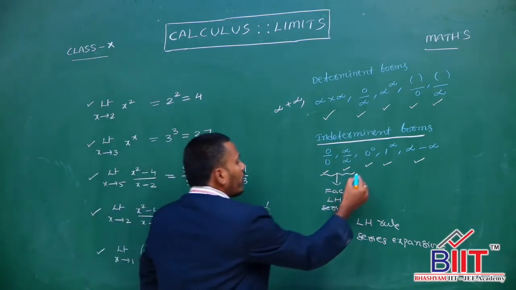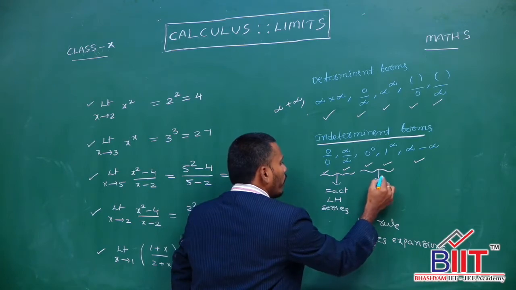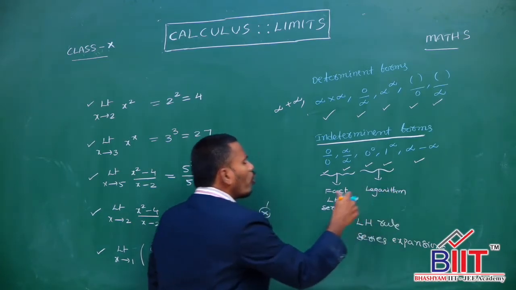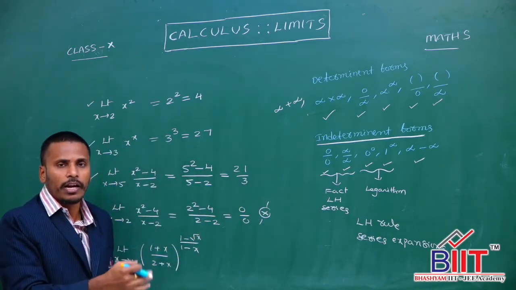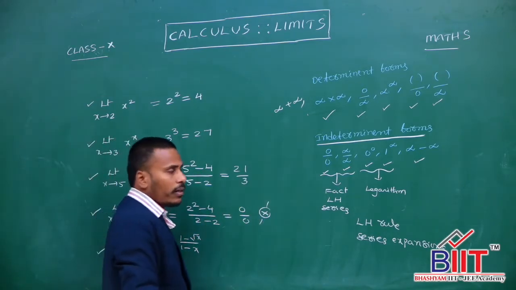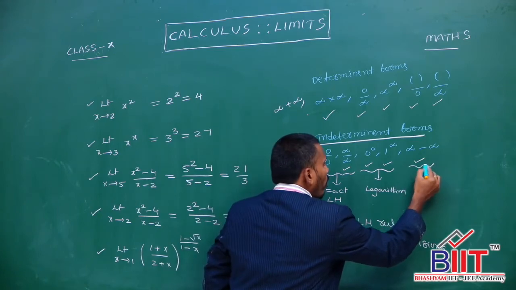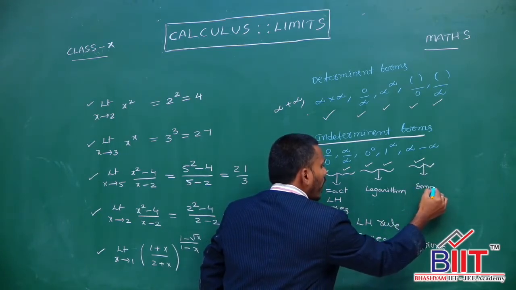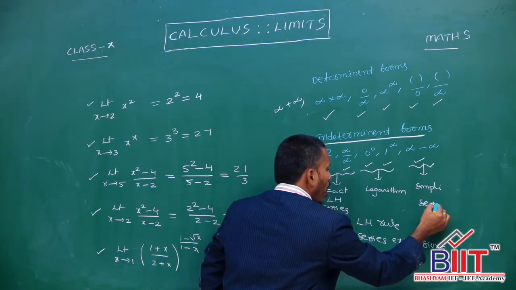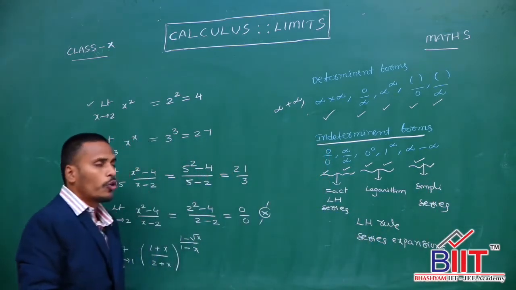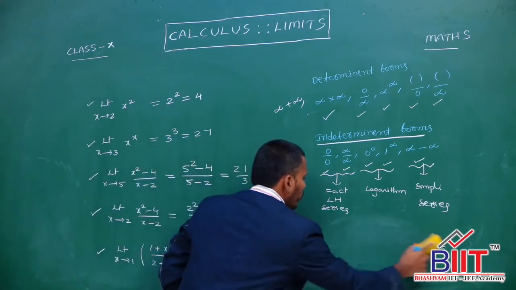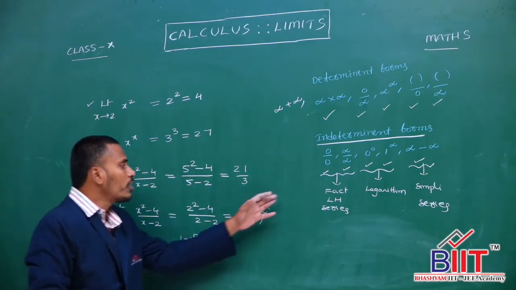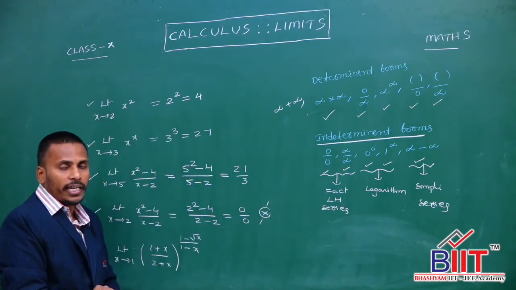And to avoid 0 power 0 and 1 power infinity, we need to apply logarithm to find its finite, determinate value, by avoiding the indeterminate. And for the indeterminate form infinity minus infinity, to avoid it, we need to go with either a simplification process or series expansions. Further, I will handle different problems using these techniques to avoid indeterminate forms.